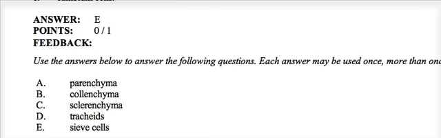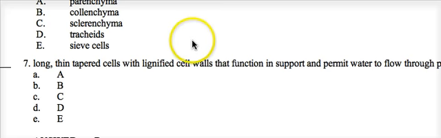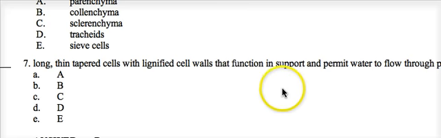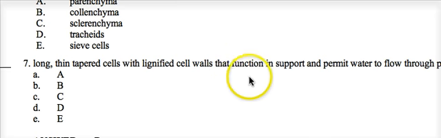Okay, so here we go. You might want to pause and jot these down, because for the next couple of questions, these will be the answers: parenchyma, collenchyma, sclerenchyma, tracheids, and sieve cells. A long, thin, tapered cell with lignified cell walls that functions in support and permits water to flow through. What do you think that is?